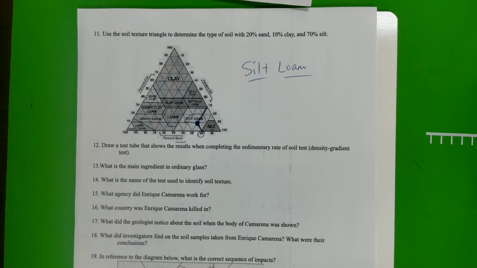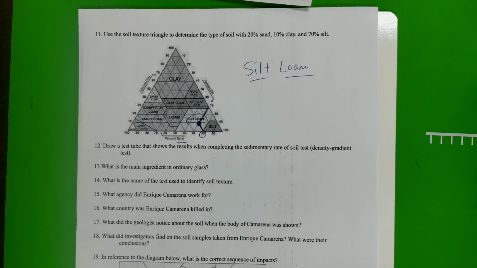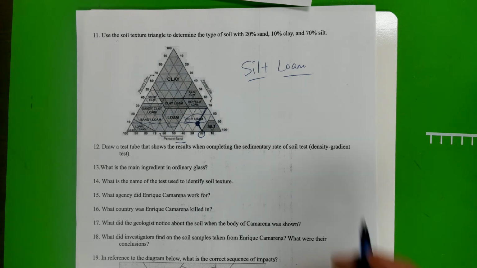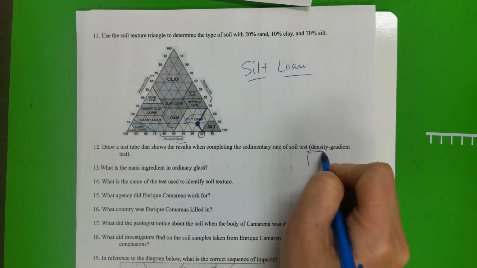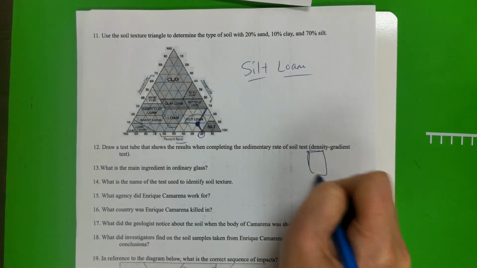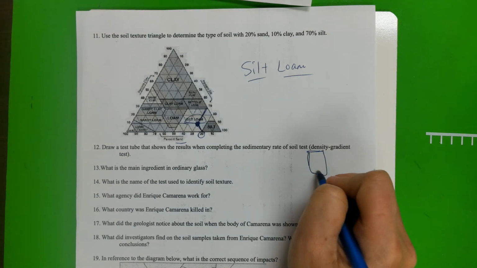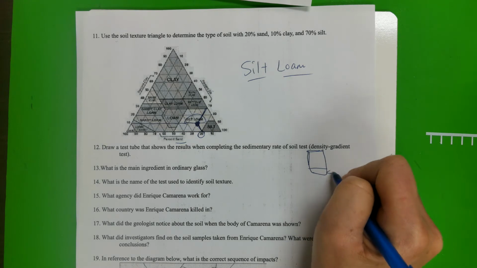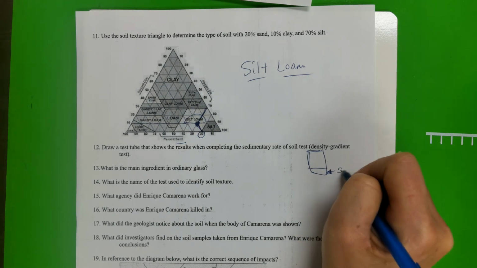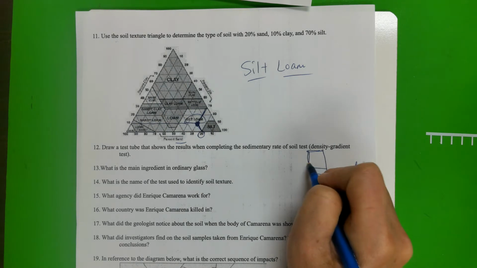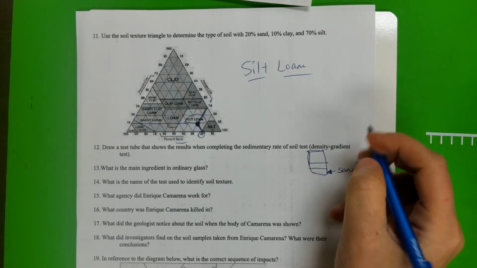Draw a test tube that shows the results when completing the sedimentation rate of soil test. So it should look like three layers. It should look like a test tube, and I'm going to go ahead and put it on its side here. This should be sand. The second layer should be silt.